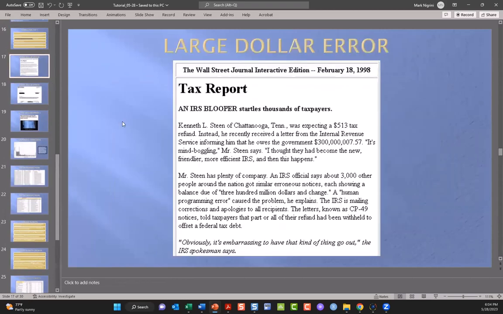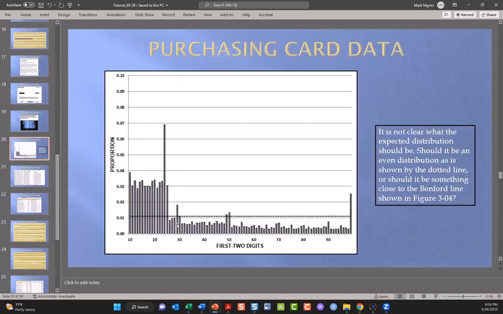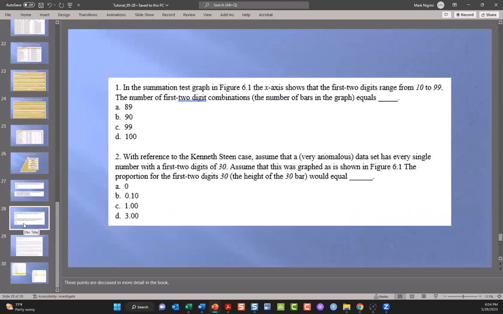And now it says, imagine we have a data set and all the numbers begin with 30. What is going to be the height of the bar in this summation graph at 30? All the numbers begin with 30. The height is going to be 1, wouldn't it? Because 100% of them begin with 30. I couldn't have said it better myself. Just to confirm, the answer is 1. And just to confirm again, your answer could be A, B, C, or D. It's whichever of your options is 1.